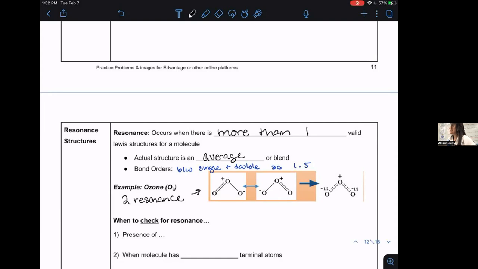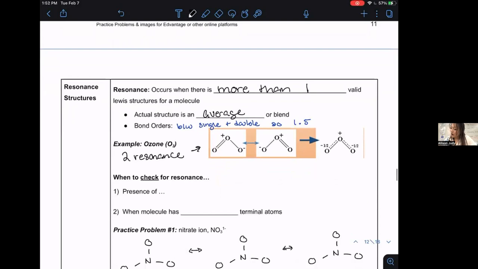Okay. Sam? So when do we check for resonance? Because not every single molecule has multiple valid versions of itself. Alec? So when we're doing probability distribution, does it behave any differently than it would in the individual states? Depending. That's where we get into enantiomers and stereoisomers, and you will get into it at the end of the semester when you're doing your drug research project.